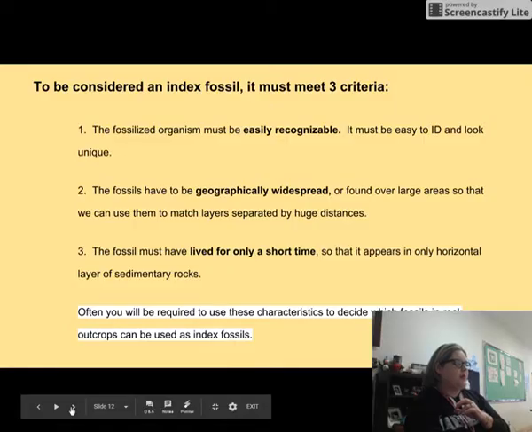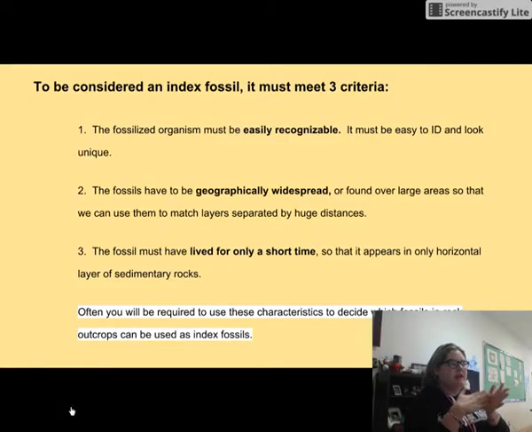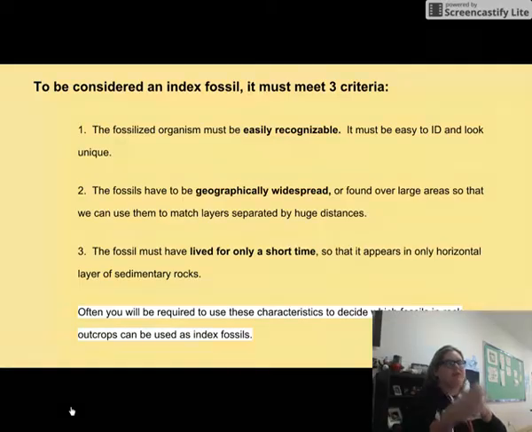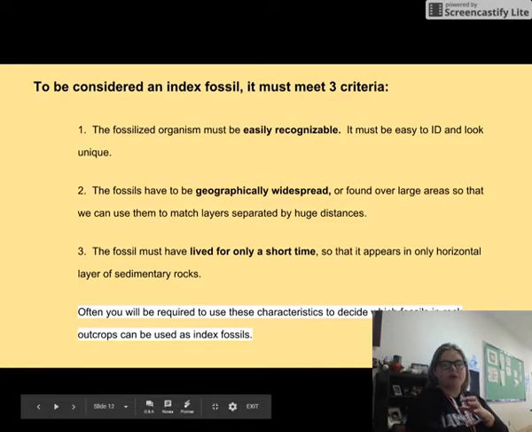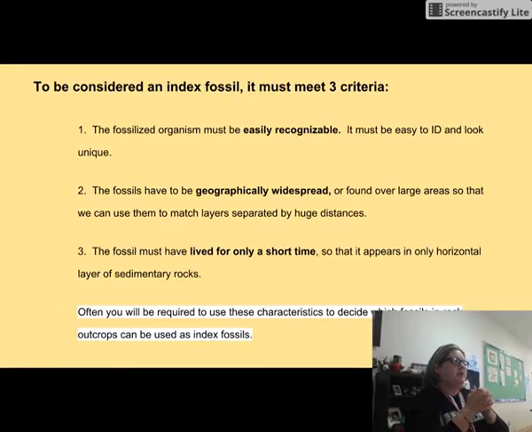So let's go into that a little bit more. To be considered an index fossil, it has to meet three criteria. First of all, it must be easily recognizable. So we have to be able to look at it and see that it's unique. So not just a random seashell. It's got to look unique from other seashells. The second thing is it has to be geographically widespread. So this needs to be found over areas so you can use them to match layers separated by huge distances.